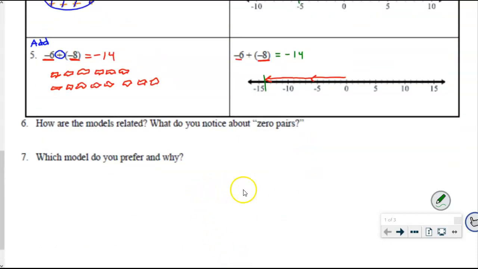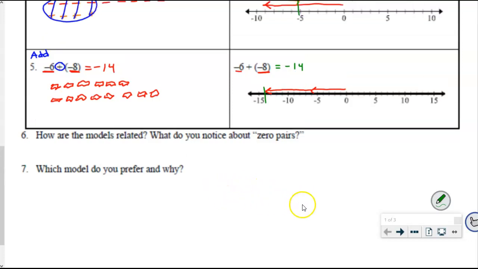First question, how are these models related? Do you see any way that they're related? Where do we see the 0 pairs? Can we see 0 pairs in each model? And then discuss with your group which model you prefer and why. So discussing with our groups first. Answer those questions with your groups, and then we're going to come back for a class discussion. I'm going to pause the recording as students discuss in class.